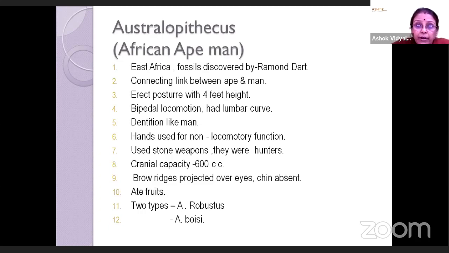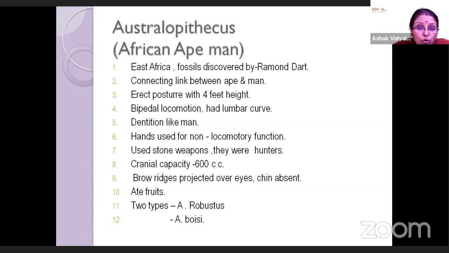In East Africa, fossils were discovered by Raymond Dart. It is the connecting link between ape and man, and erect posture with 4 feet height, bipedal locomotion. Whenever erect posture, understand that it's with bipedal locomotion. It had a lumbar curve. Dentition was just like man. Hands used for non-locomotory functions.